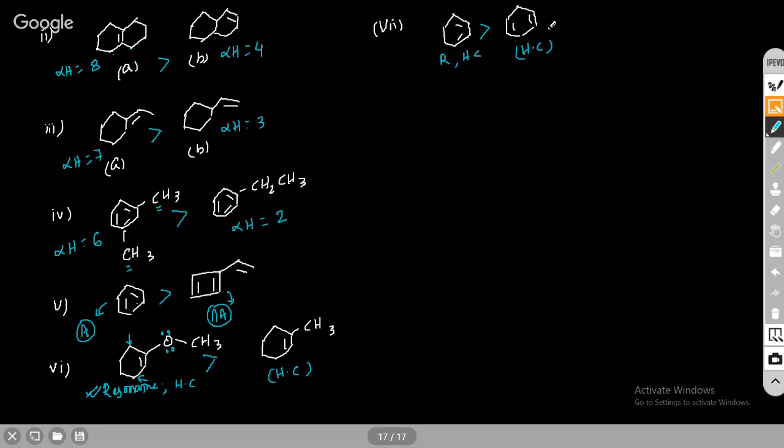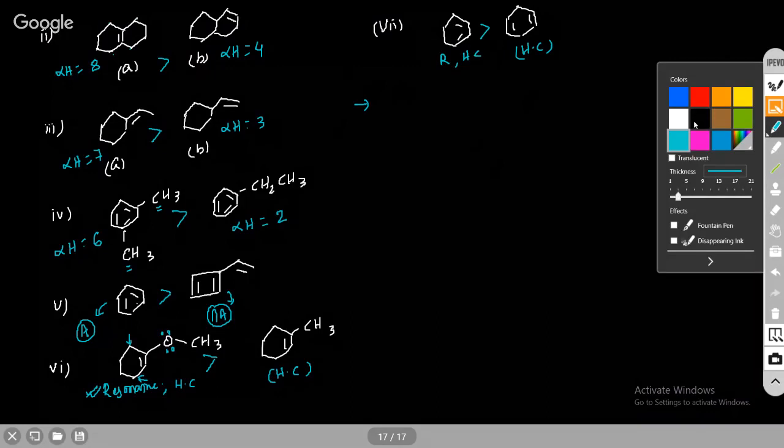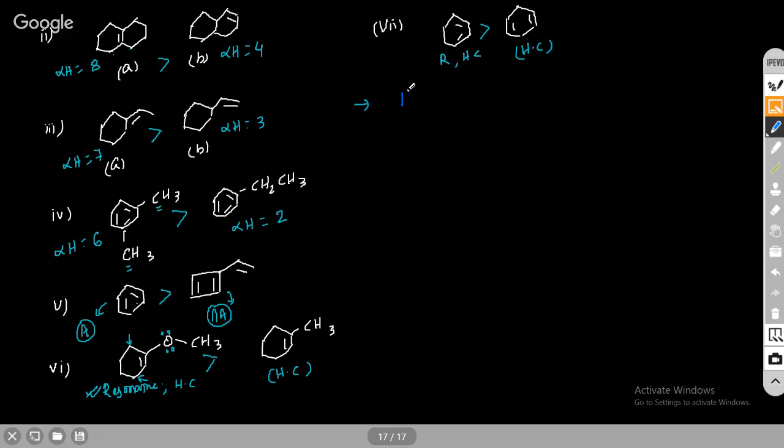So from all these examples, the point I'm trying to make is that you have to find out the stability of alkene, because if the question is related with heat of hydrogenation or combustion, you have to deal with the stability of alkene. That's why I have given you all these examples. Okay. Now the next thing we are going to start here is heat of hydrogenation.